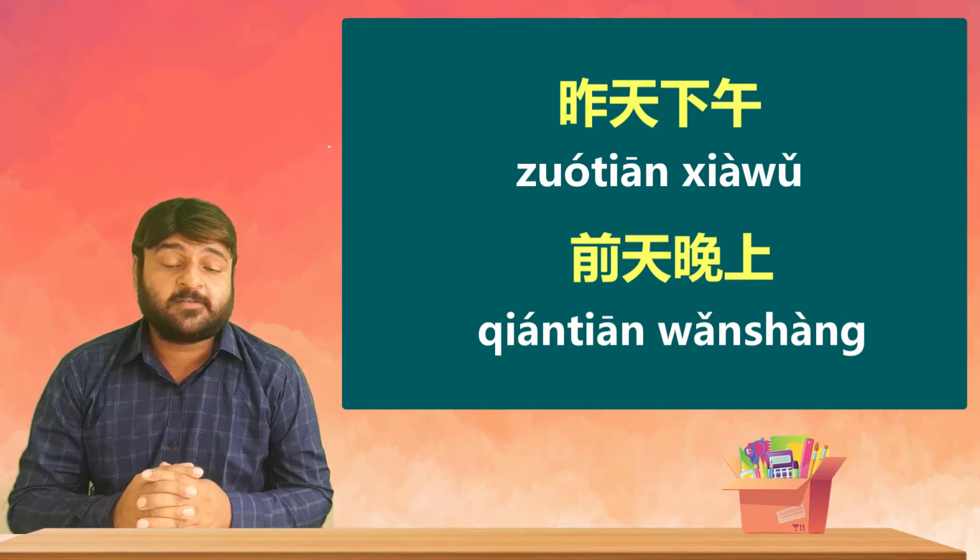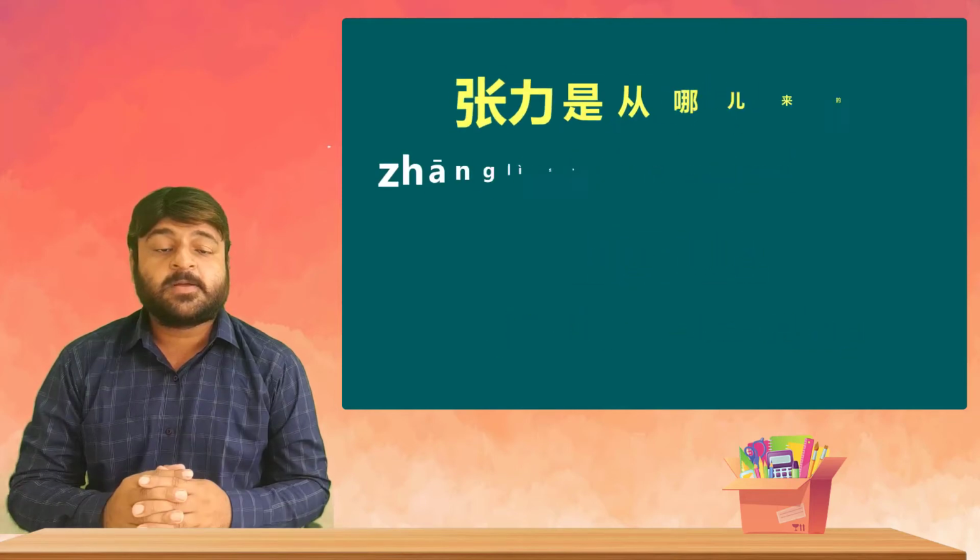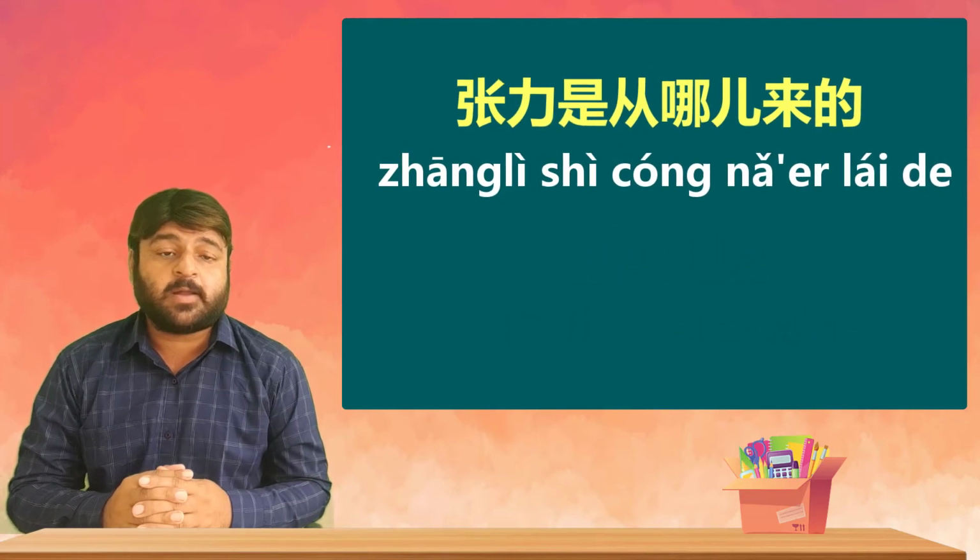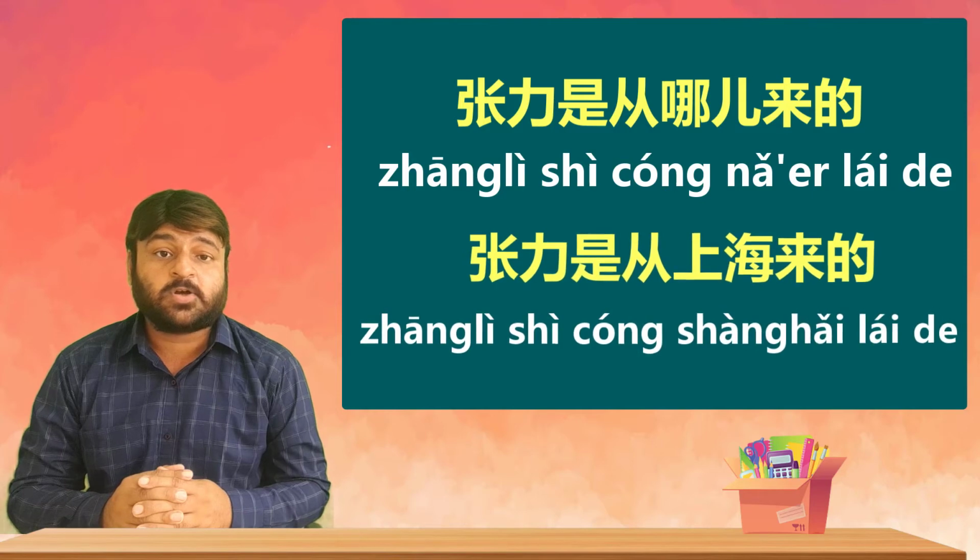Moving on to the second substitution drill, let us read out the following sentences. 张丽是哪儿来的? 哪儿 is where. Where did Zhang Li come from? 张丽是从上海来的. Zhang Li came from Shanghai. Because details are being given, details are shared and details are emphasized, therefore we have used the 是...的 construction.